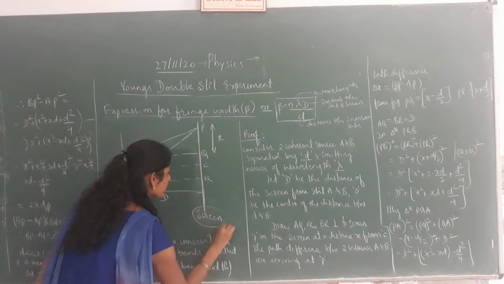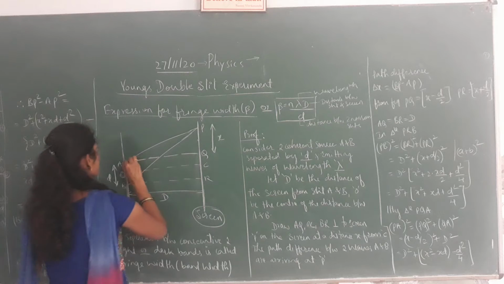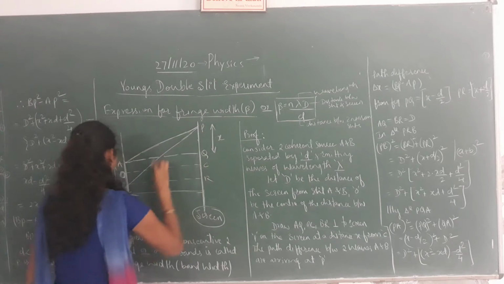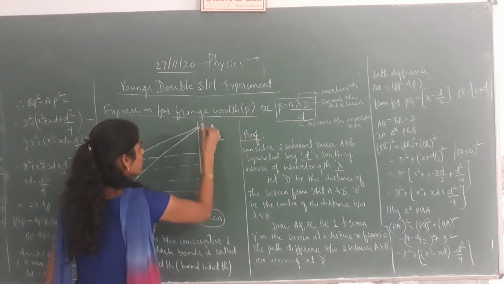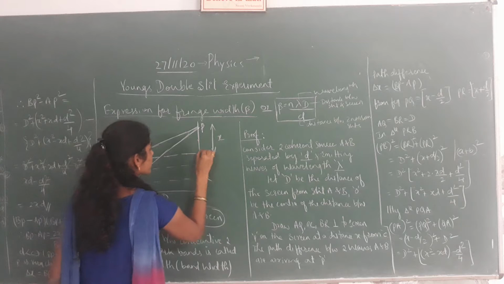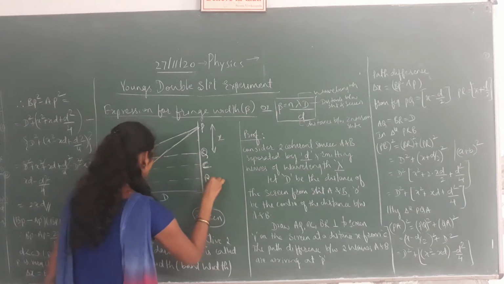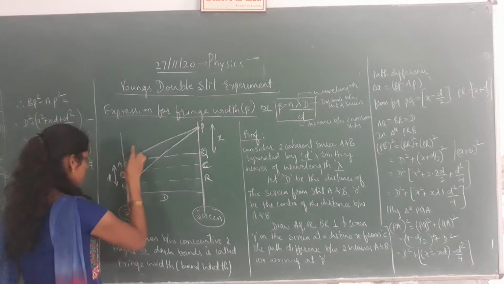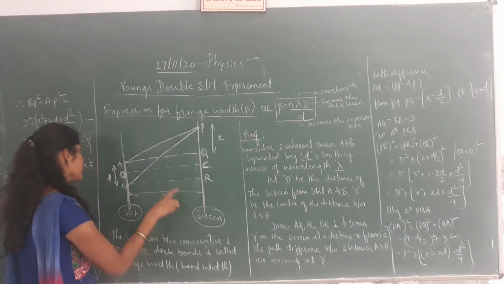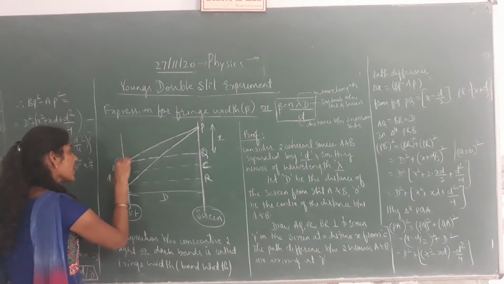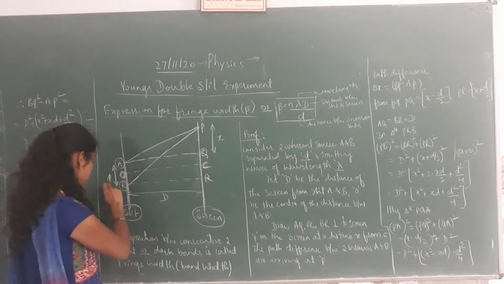So this is the screen and these are the slits, and this is the midpoint. The two sources, the two slits, are going to meet at a point P here, and this is the point Q here, and this is the center point between Q and R. The distance between slit and screen we are going to denote by the letter capital D. And here two slits A and B are separated by a small distance d.